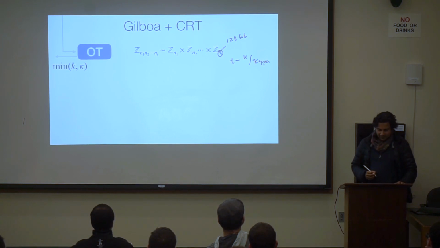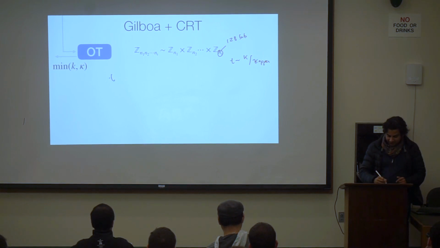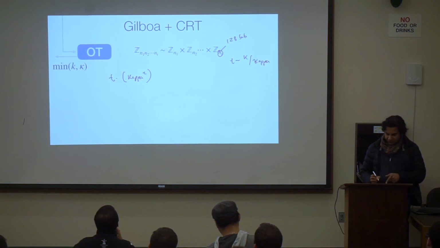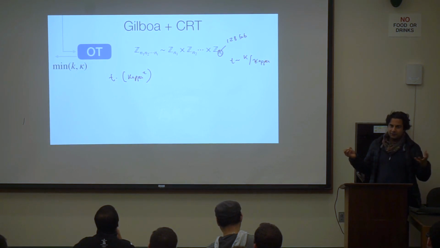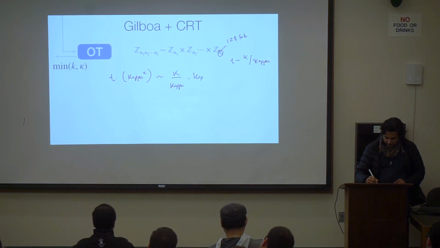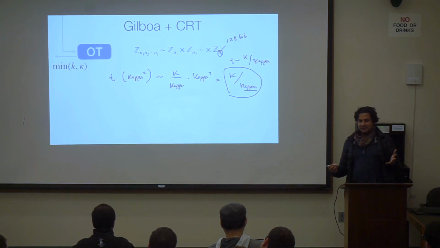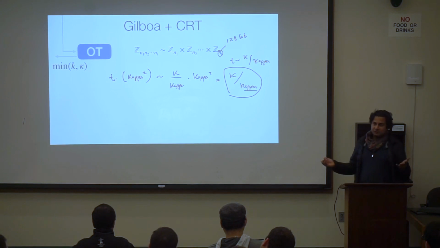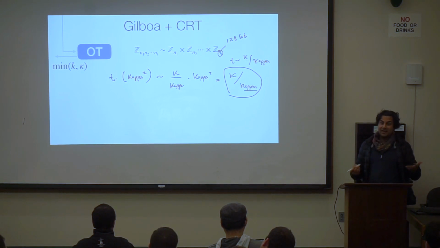Okay, and so then we basically need to do T multiplications, each of which are like kappa squared bits of communication. And so since T is k over kappa, we basically get k over kappa bits of communication. And so we basically saved a factor of k over kappa.